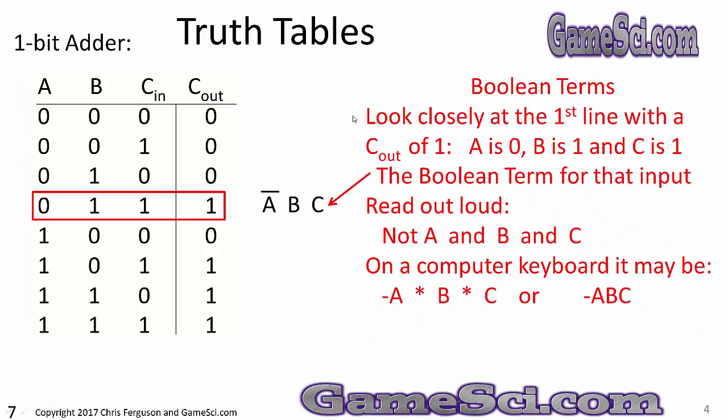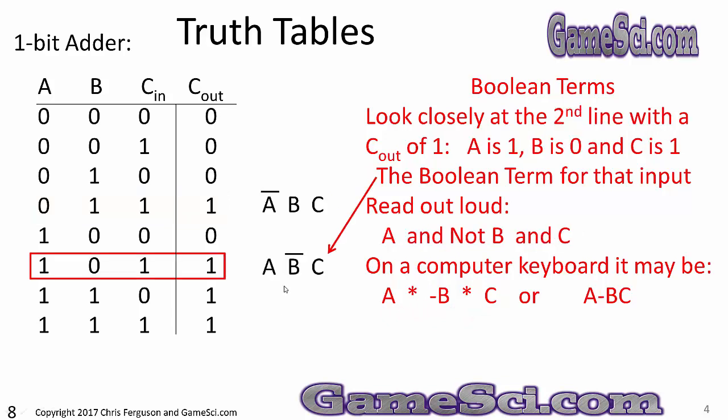The Boolean terms. Look closely at the first line of C out that produces a 1. A is 0, B is 1, C is 1. The Boolean term for that input read out loud is not A and B and C. On a computer keyboard, it may be typed out like this.